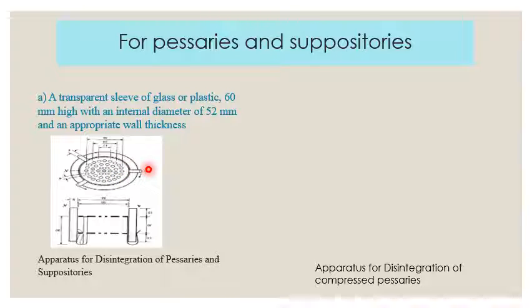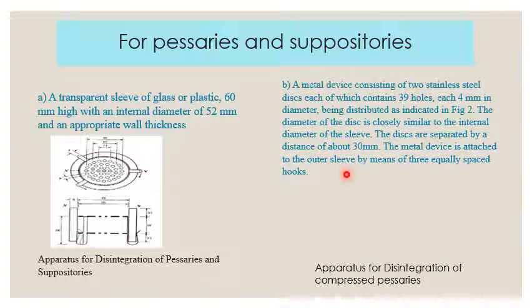The diameter of the disc is closely similar to the internal diameter of the sleeve. The discs are separated by a distance of about 30 mm. The metal device is attached to the outer sleeve by means of three equally spaced hooks. Then the next apparatus is for the disintegration test for compressed pessaries.